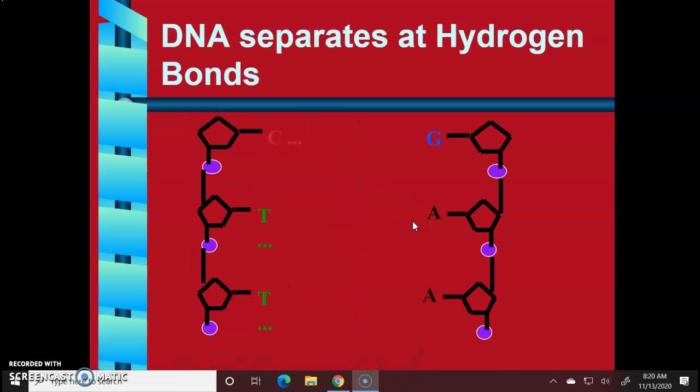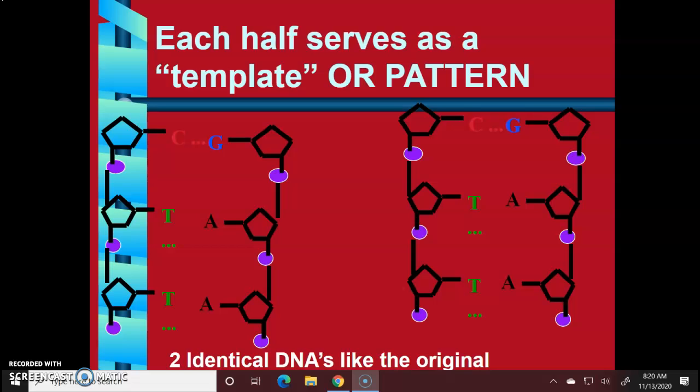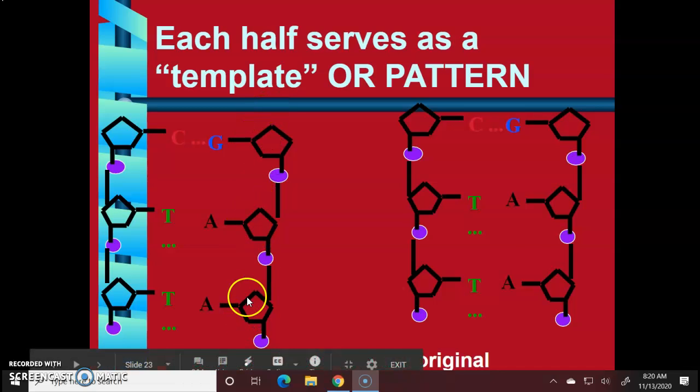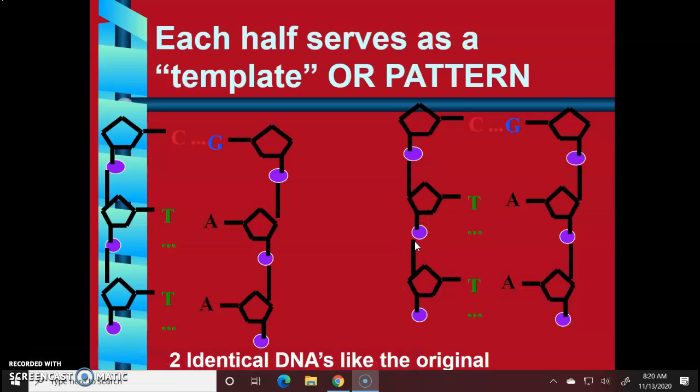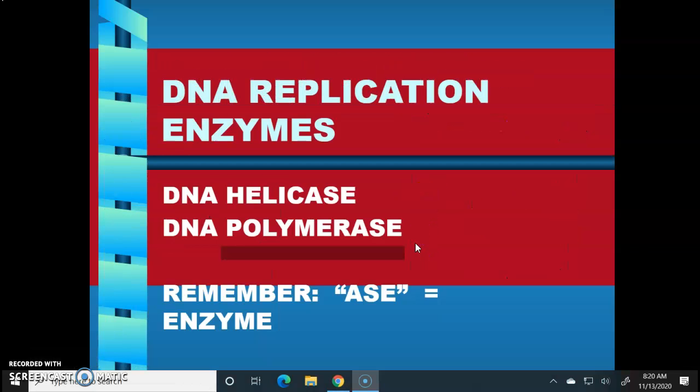And we'll be watching a video on this later so you can see how it works a little better. Then new pieces. So you have one old piece as a pattern, and that brings in the new pieces that join up. And over here we have an old piece and a new piece. Okay? So this is what we call semi-conservative, which we'll get to in a second, but look at number 4. This enzyme that controls this, DNA polymerase. And of course, we've already learned that "ase" means enzyme.